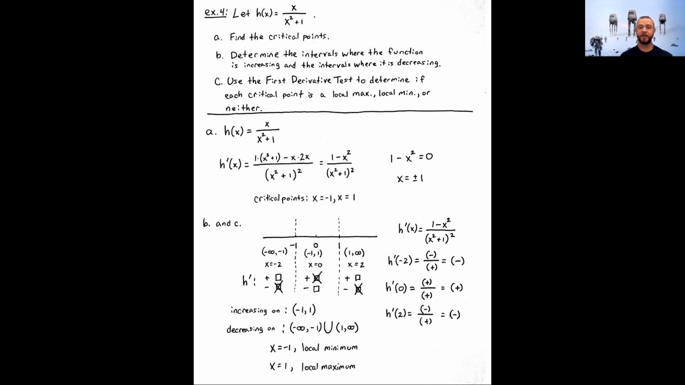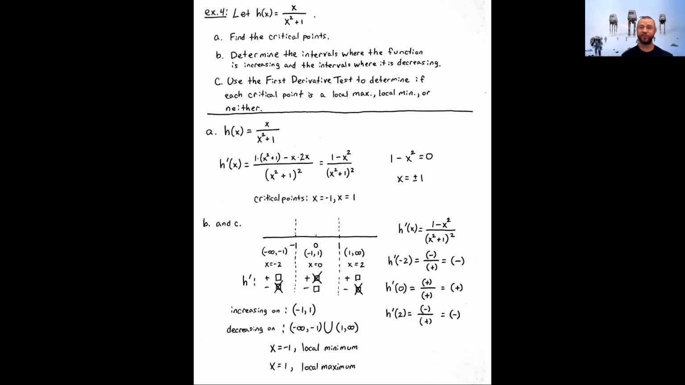All right, if you plug in your 3 test points to the first derivative, you should get as your signs, in order, a negative first derivative on the leftmost interval, a positive first derivative on the middle interval, and then a negative first derivative on the rightmost interval. And we can make some conclusions from this. First, we can determine that our function is increasing on the interval negative 1 to 1, since the first derivative was positive there. Our function is also decreasing on the outer 2 intervals, negative infinity to negative 1, and 1 to infinity.